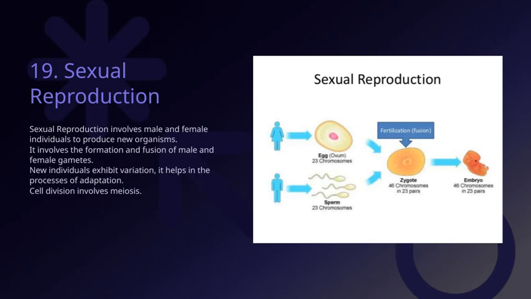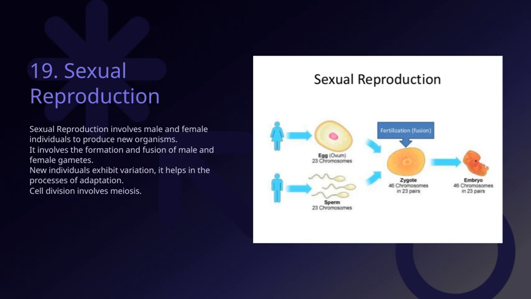Sexual reproduction involves both male and female individuals coming together to produce new organisms. It's a process that requires the formation and eventual fusion of specialized cells called gametes, which are the male and female reproductive cells. This fusion creates a new organism with a unique combination of genes.